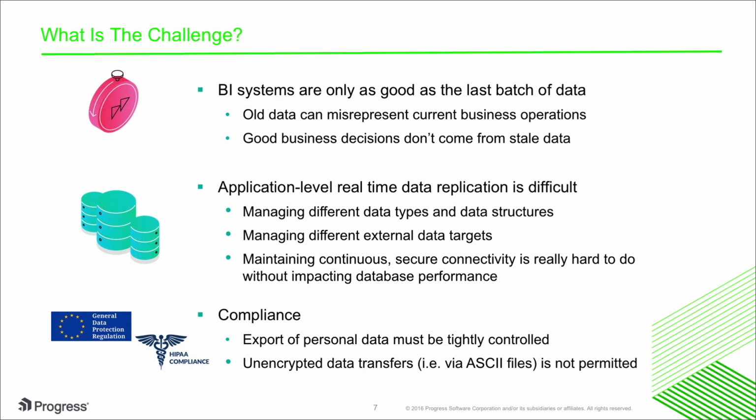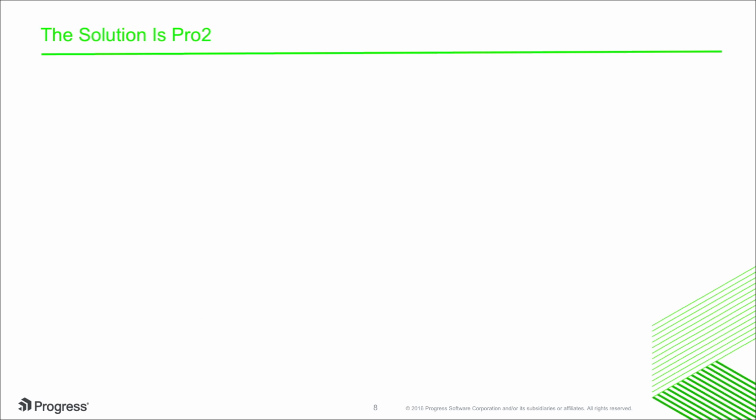One other thing to consider is compliance rules. Almost every region has one or many rules that govern how data must be managed and secured. Simply exporting an ASCII file and importing it into your target database may cause you to be in violation of a compliance rule and subject to a hefty penalty. The solution to this challenge is Pro2.